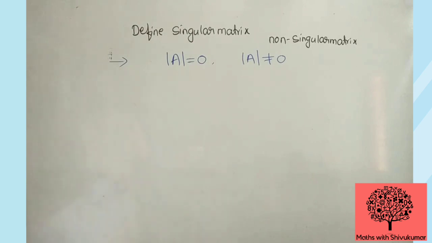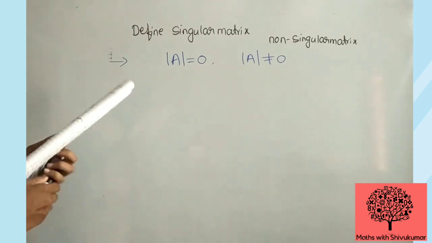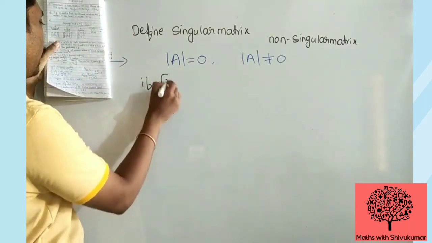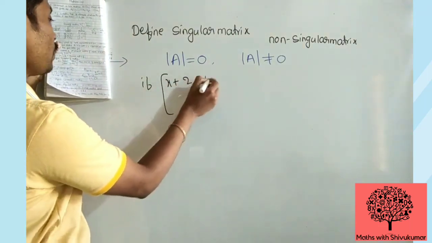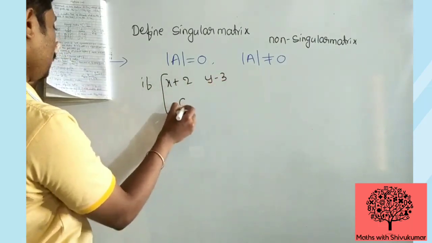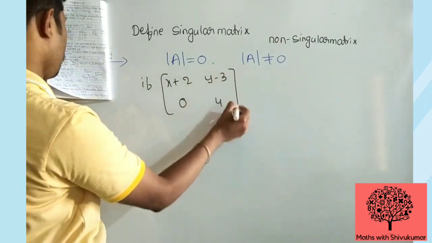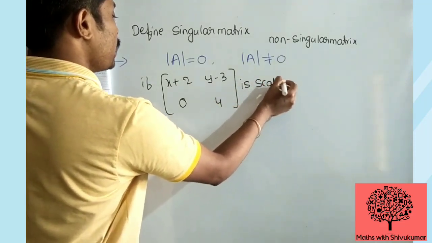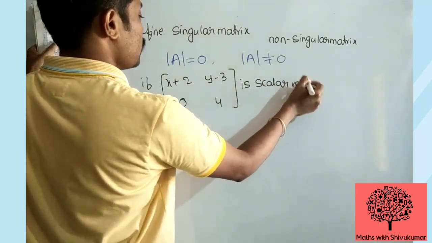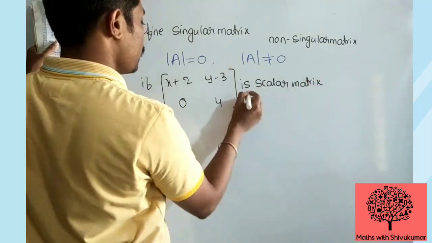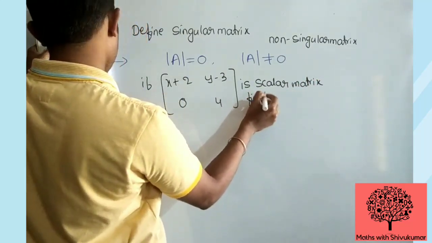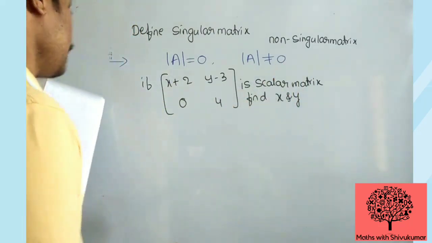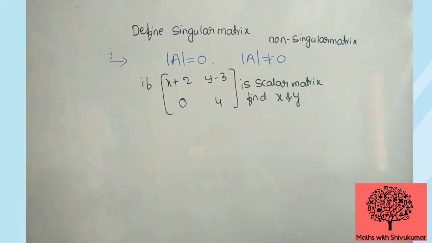Next question. If the matrix x plus 2, y minus 3, 0, 4 is a scalar matrix, then find x and y. If it is a scalar matrix, we have to find the values of x and y.